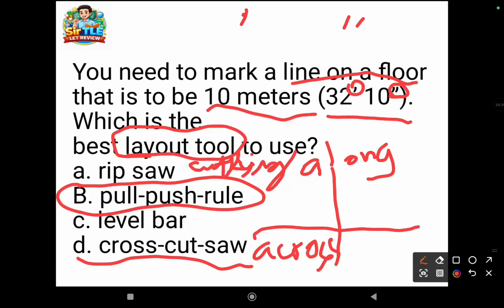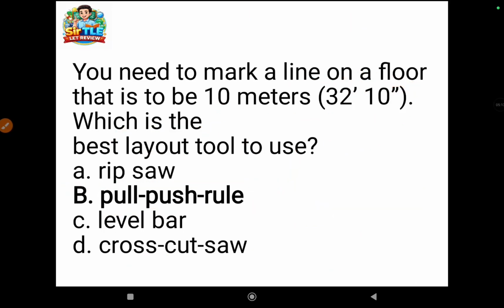Okay, so the pull push rule is famously called a tape measure. Are you familiar with the tape measure? A tape measure or a pull push rule is a flexible measuring tool used to measure long distances like 10 meters. So the answer for the first question is letter B.